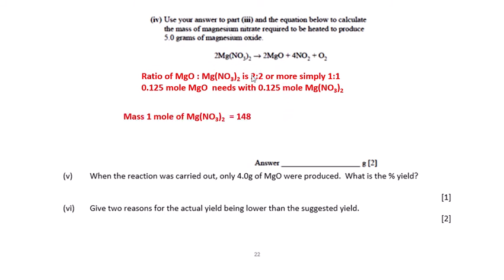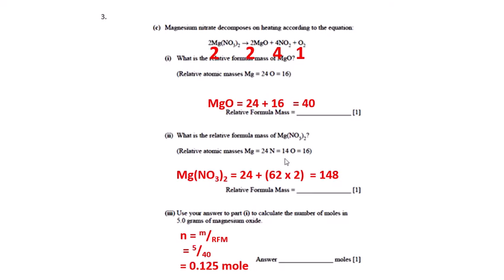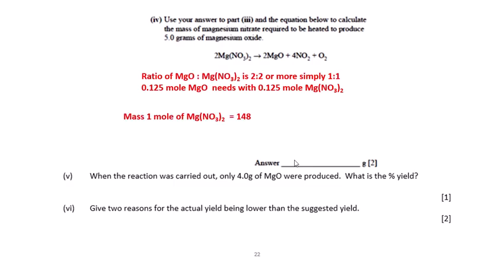The mass of 1 mole of Mg(NO3)2 we had worked out earlier on, 148. So remember going back up there, yeah, so there's our magnesium nitrate, 148. So let's put that back up. So 148 for Mg(NO3)2. So therefore 0.125 mole of magnesium nitrate is going to be 0.125 times 148, 18.5 grams. So there's our answer.